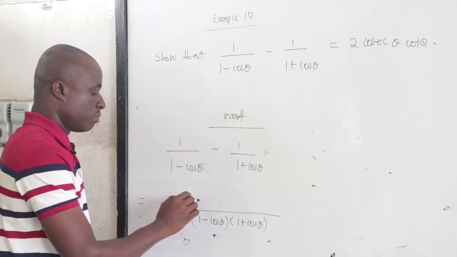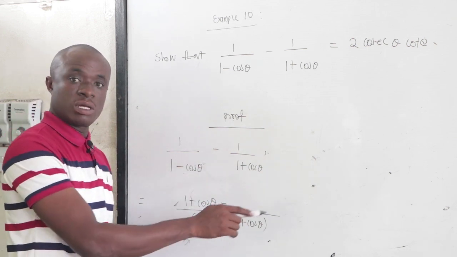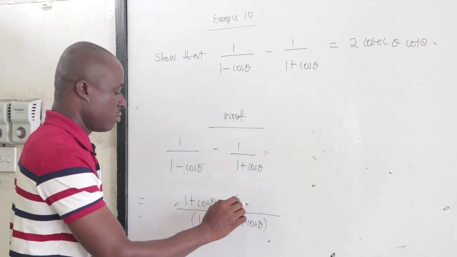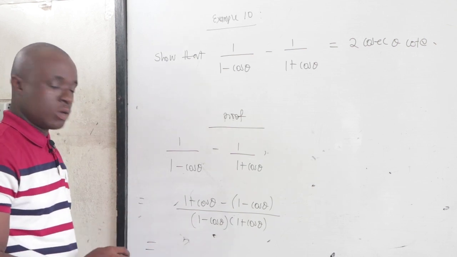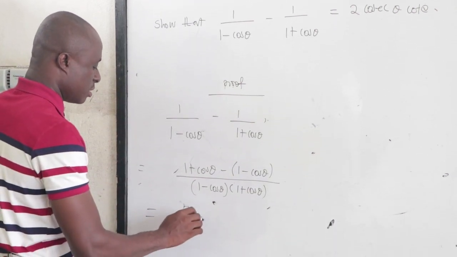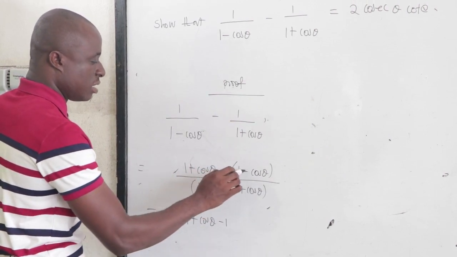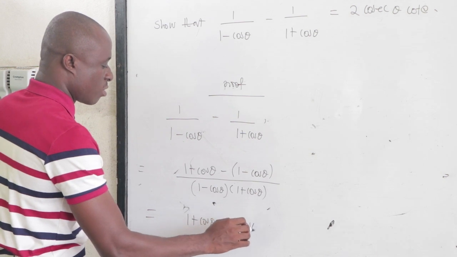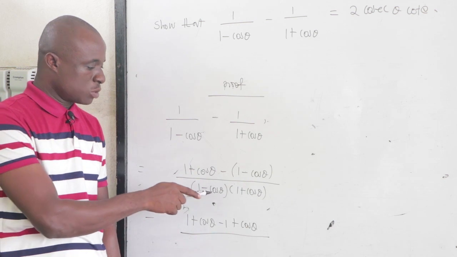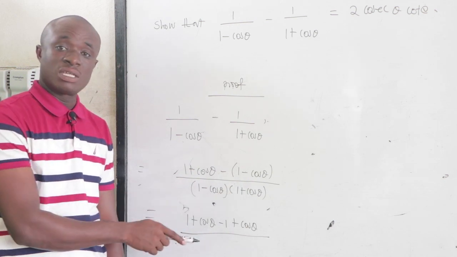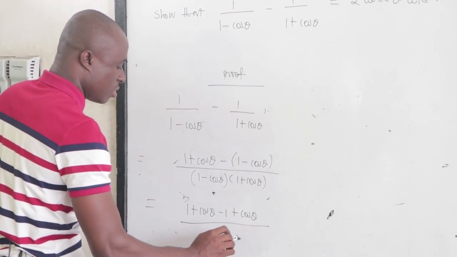What can we see? 1 minus cos theta will cancel 1 minus cos theta. 1 plus cos theta will multiply the top one. We have 1 plus cos theta minus, and 1 plus cos theta will cancel 1 plus cos theta. So what do you have? 1 minus cos theta. Now, looking at the numerator, we have negative times positive 1, that's negative 1. Negative times negative, that is positive cos theta. All over, let's look at the denominator. We have 1 minus cos theta times 1 plus cos theta. Clearly, this is the difference of two squares. So this is just 1 minus cos square theta.